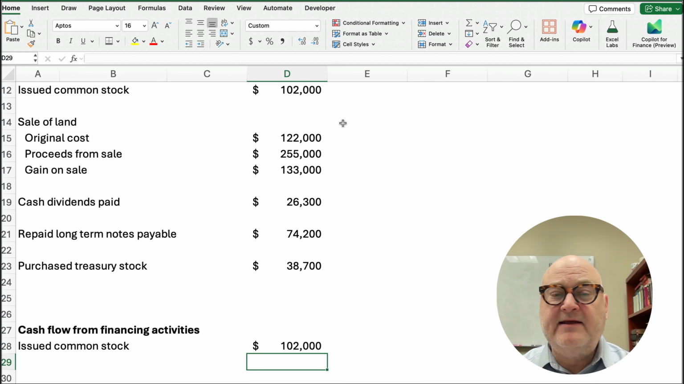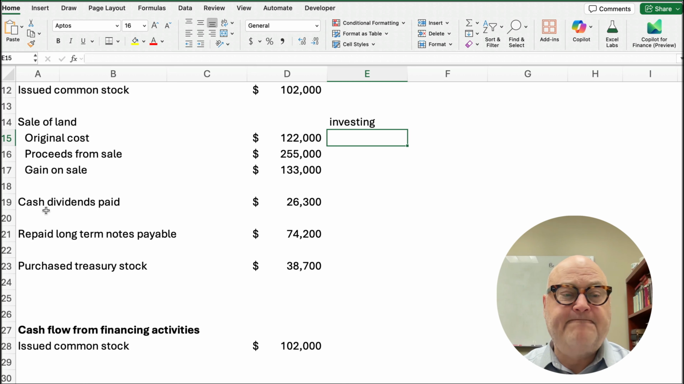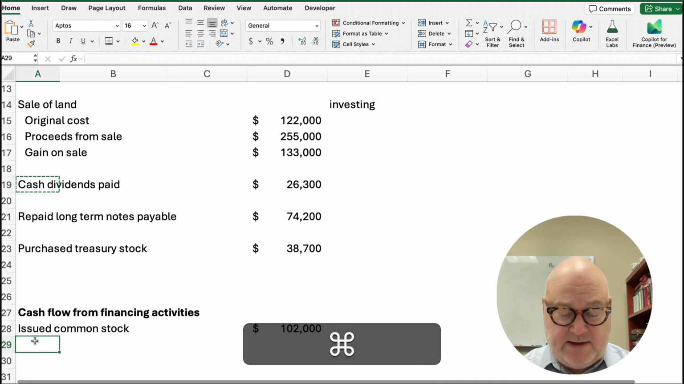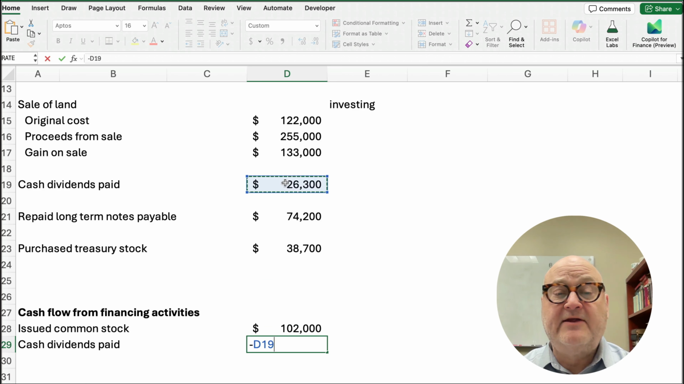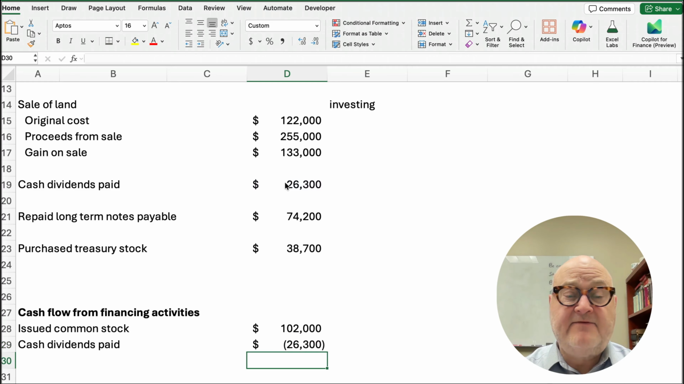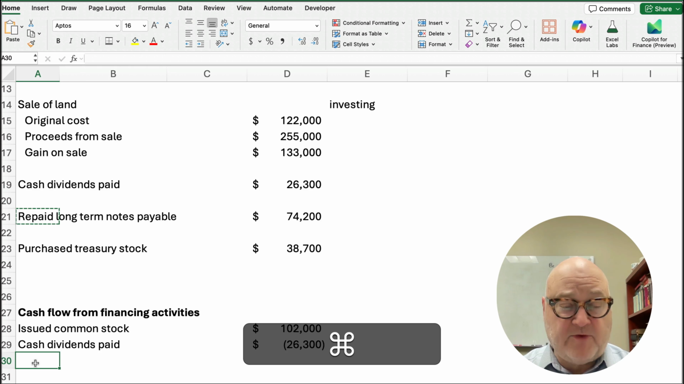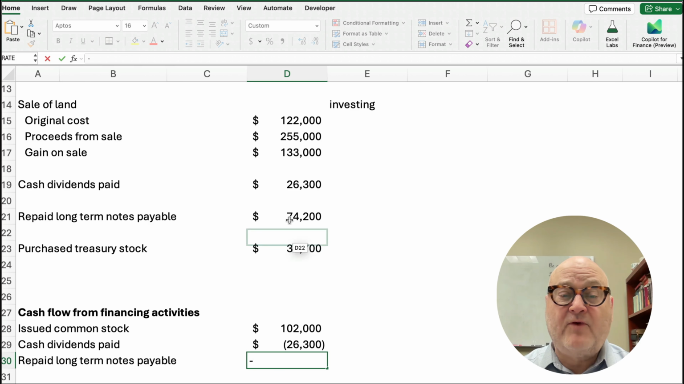All right, the next thing that happens is sale of land. Well, land is an investing activity, so we don't need this at all. So investing activity, forget that, right? The next thing we have is cash dividends paid. That is an equity. So cash dividends paid. Now this came out of our pocket as a reduction in cash, so that's going to be a negative $26,300. The next is we repaid long-term notes payable. So long-term notes payable is a long-term debt, and that's going to be a minus $74,200.